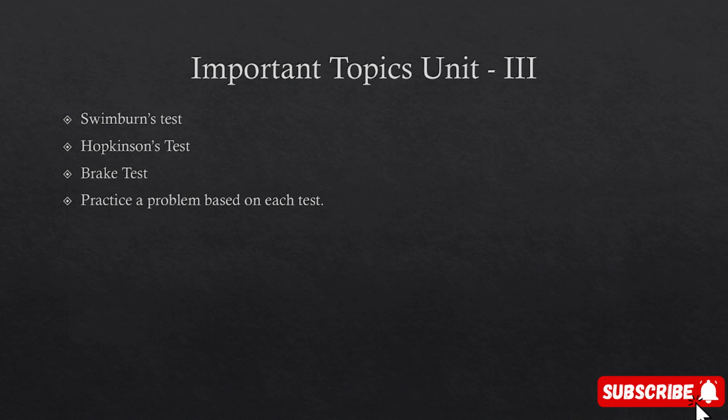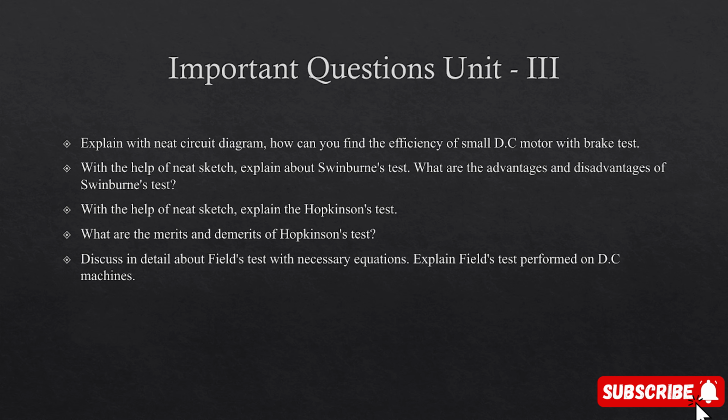For example, if you got a Swinburne's test in theory part in A bit, in B bit you might get Hopkinson's or brake test problem. In A bit, if you get Hopkinson's test theory, then you might get brake test or Swinburne's test problem. So it will be like this.